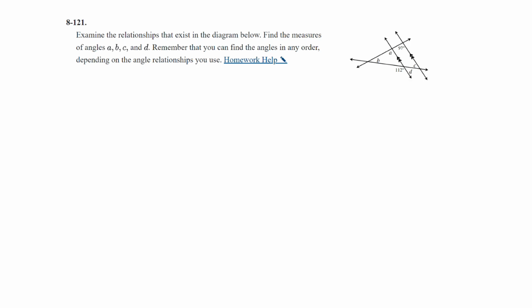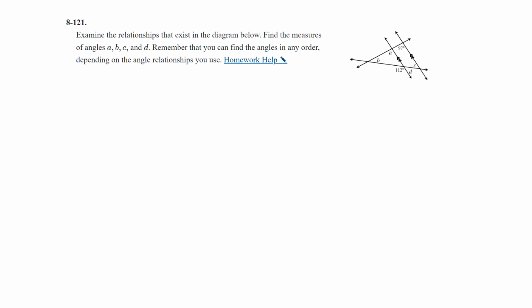Question 121, examine the relationships that exist in the diagram below. Find the measures of angles A, B, C, and D. Remember that you can find the angles in any order depending on the angle relationship you use. So we have 2 parallel lines. We also have some triangles, some quadrilaterals it looks like as well. So let's go ahead and start naming some things and see what we find.